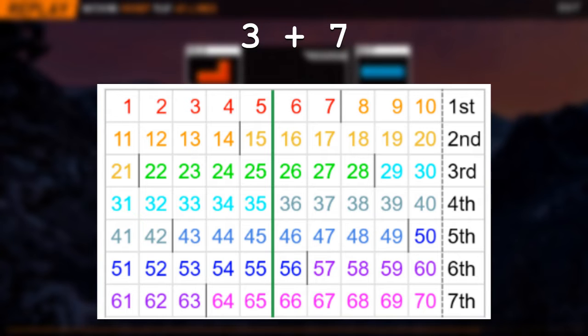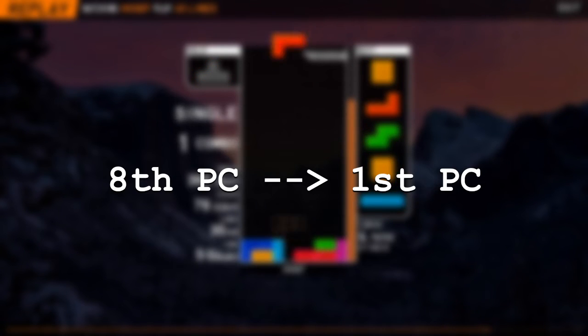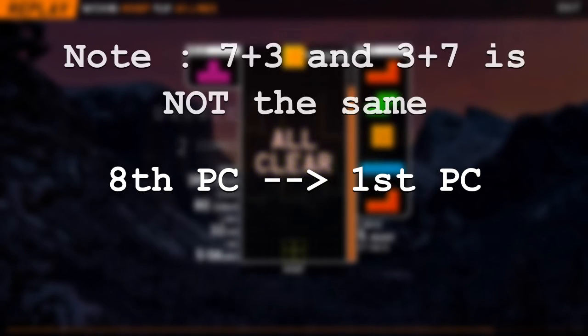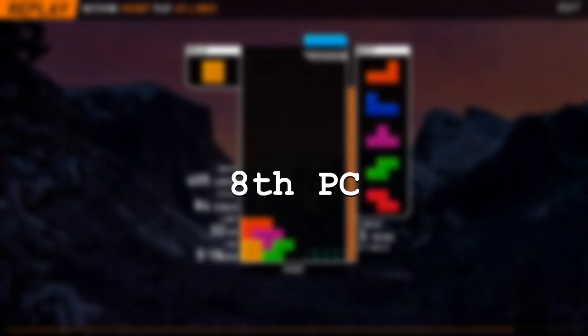Now when you are doing the 8th PC, assuming that you don't use the next bag's pieces, you will notice that the bag composition, 7 plus 3, is exactly the same as the first PC. Therefore, we are back to the first PC. However, if you didn't use one of the pieces from the next bag, you would instead go to the 8th PC.